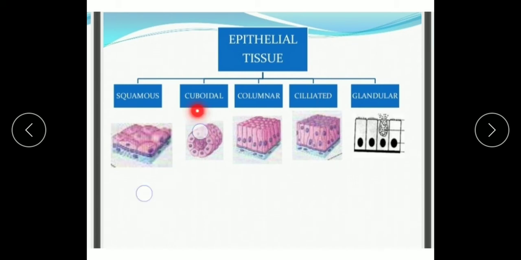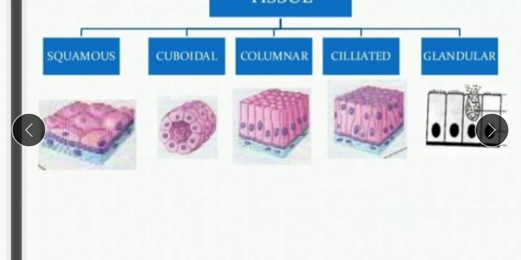So see the picture: squamous epithelium, cuboidal epithelium, and columnar epithelium. Epithelial cells are classified based on the cell shape and size, the structure and the functions of the cells.